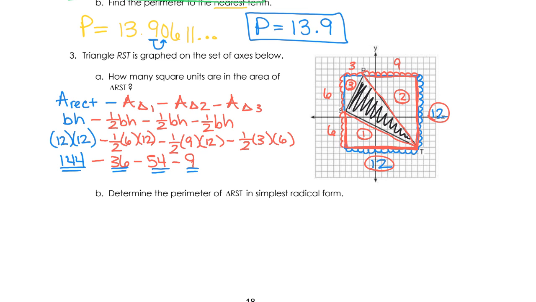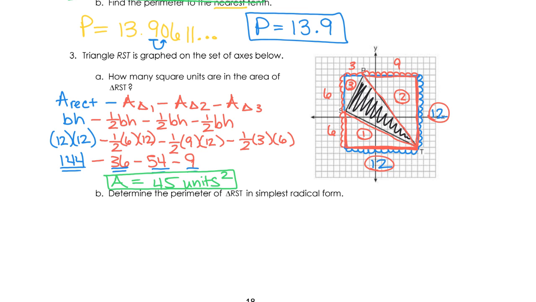And that will leave me the number of blocks that are inside that black triangle that I shaded in called triangle RST. So 144 minus 36 minus 54 minus 9, hit enter, and you end up with 45 units squared for its area. And there is the area.